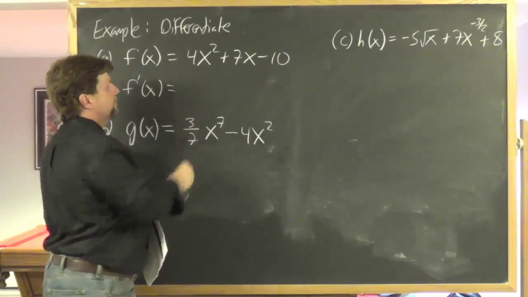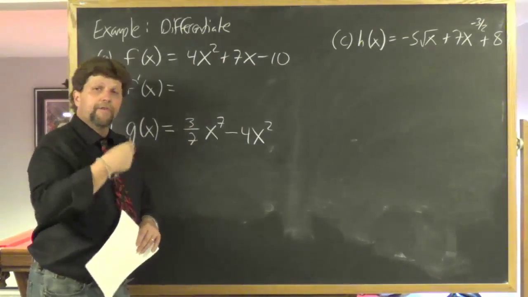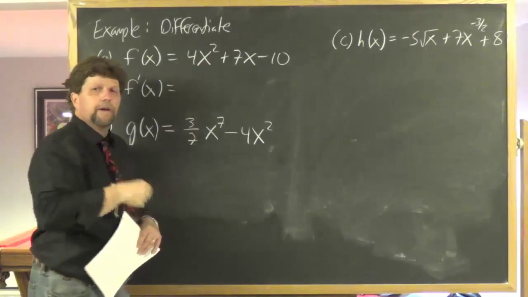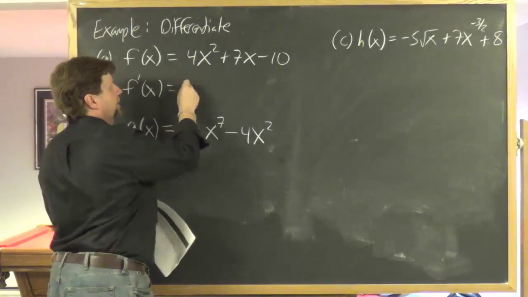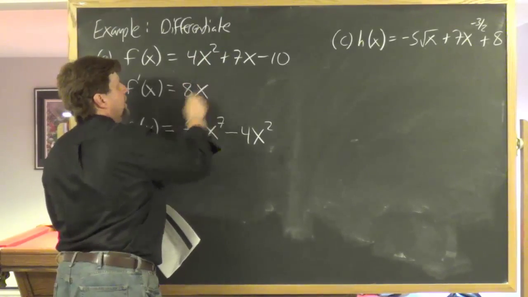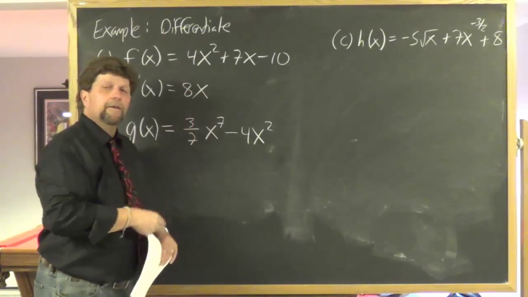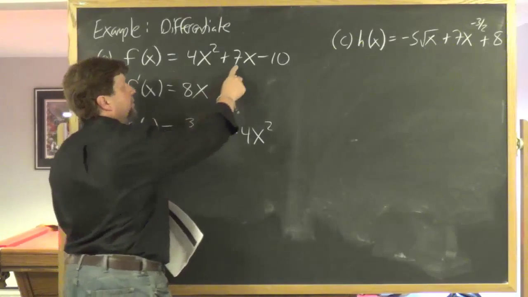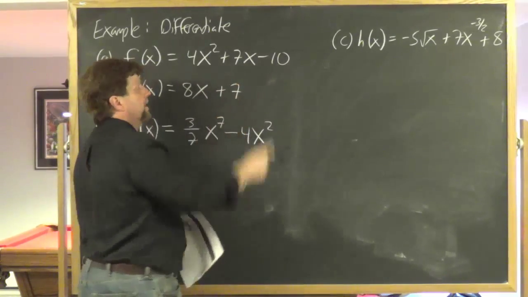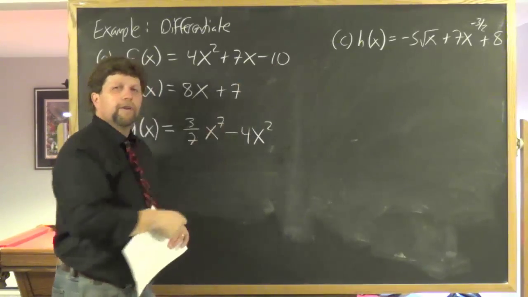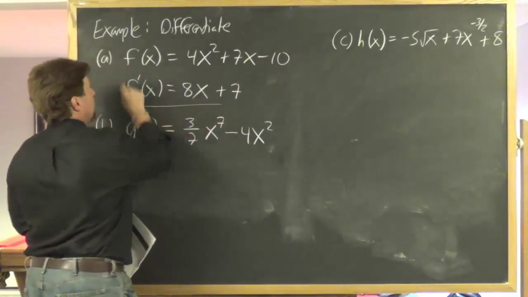So the first term is 4x squared. The derivative of the first term, 4x squared, is found using the constant multiple rule. So the 2 comes out front. 4 times 2 is 8. X to the first power. Move to the next term. Derivative of 7x. Well, that's just 7. Finally, the constant. We know the derivative of a constant is 0.